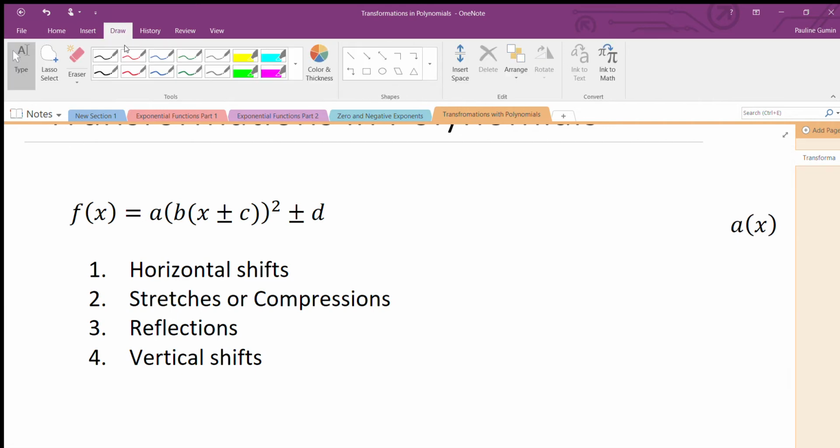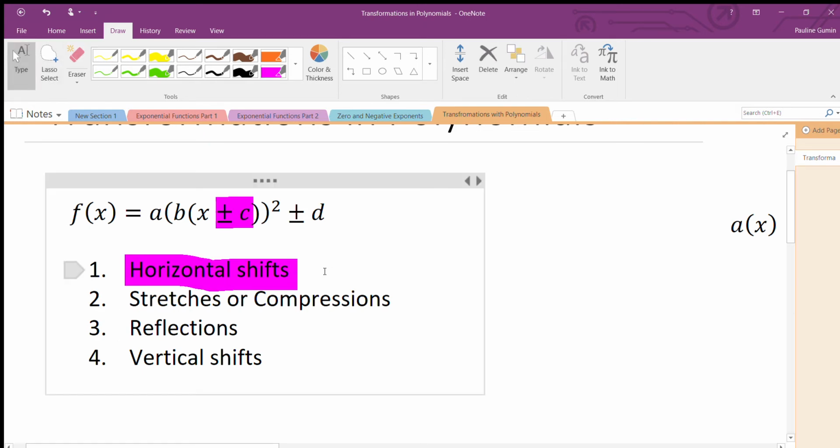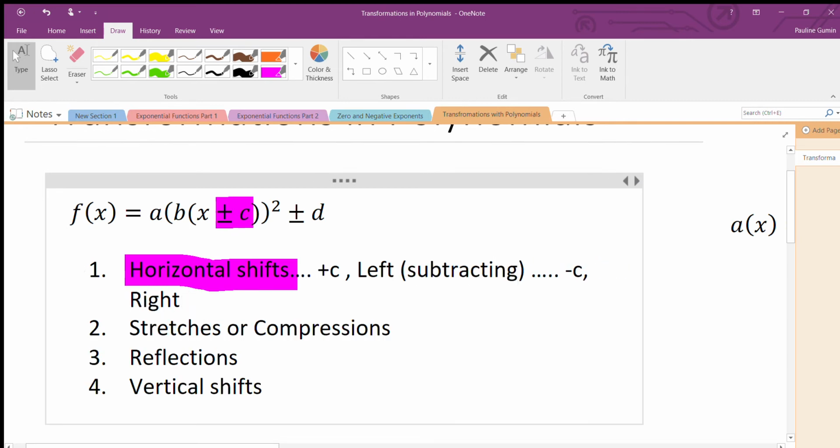Okay, first things first, we have horizontal shifts. Recall that horizontal means left and right. You find these horizontal shifts right there. Now, horizontal shifts are quite weird, and this is why. When you see a plus C, that's actually left. And when you see a minus C, that's actually to the right. When you're going to the left, you're subtracting, which is the opposite of the sign you see, and when you're going right, you're adding. So, very strange, but that's just how it is.